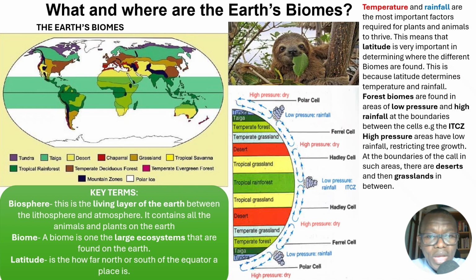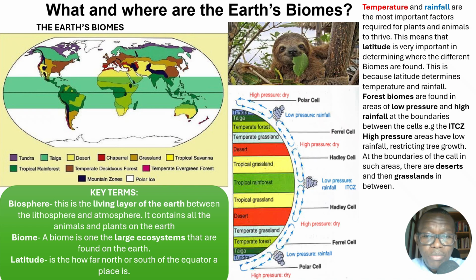Now, when talking about biomes, temperature and rainfall are the most important factors for determining whether plants and animals are going to thrive or not. And this means that latitude is important in determining where the different biomes are found, because latitude determines temperature and rainfall. And we know that for forest biomes to thrive, they will need that temperature and rainfall for the process of photosynthesis so that the plants can actually be able to grow and thrive in that kind of environment.